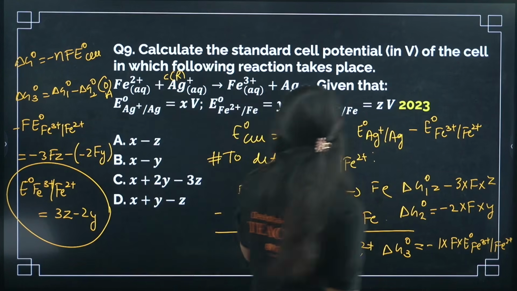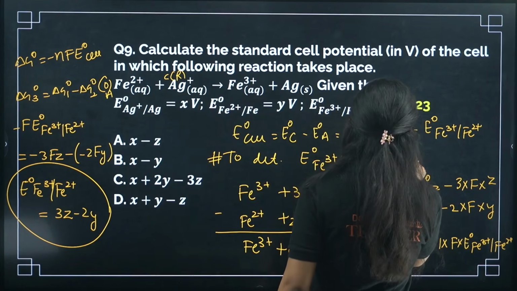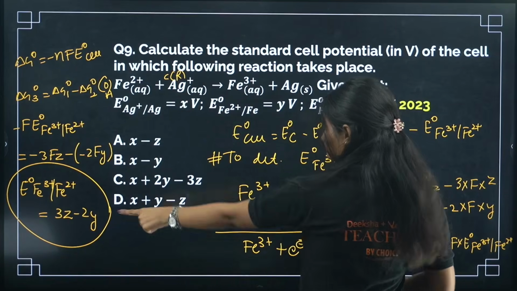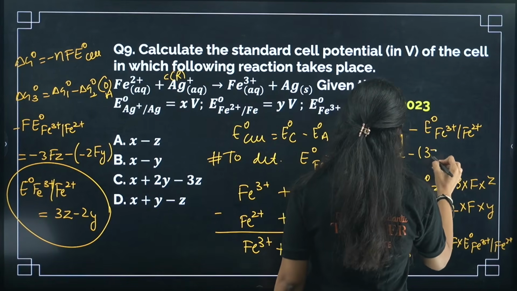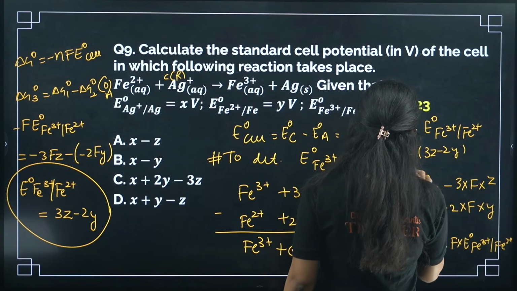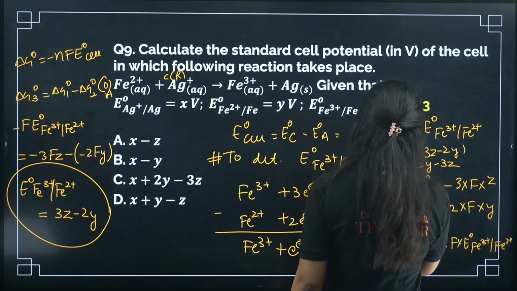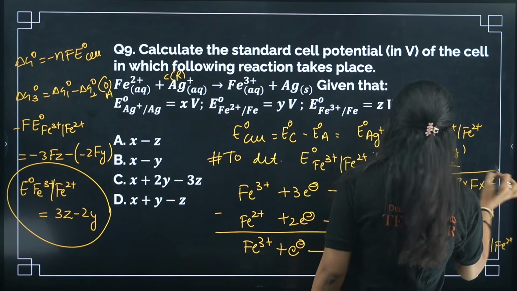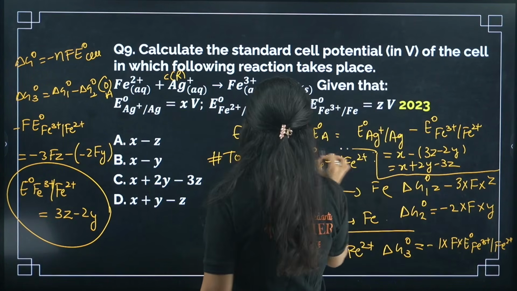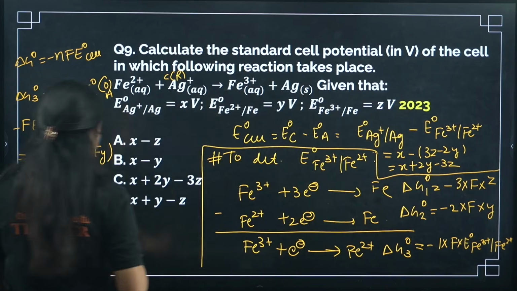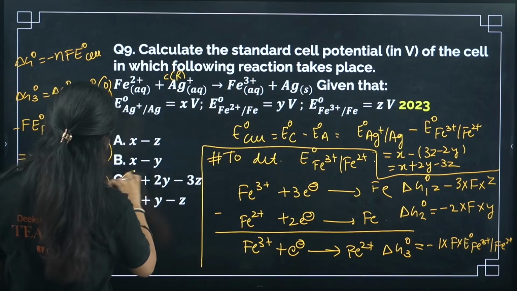So for this one, we have the value x, so the answer will be x minus (3Z minus 2Y). So the answer is x plus 2y minus 3z. Okay, x plus 2y minus 3z, that is option C.